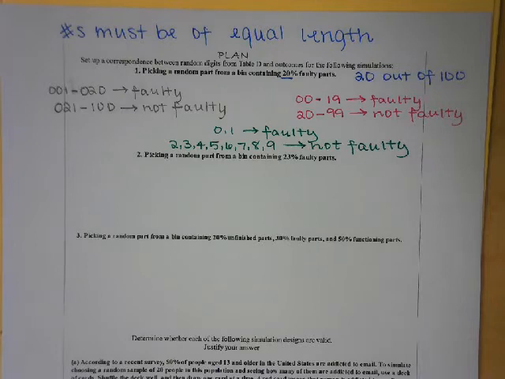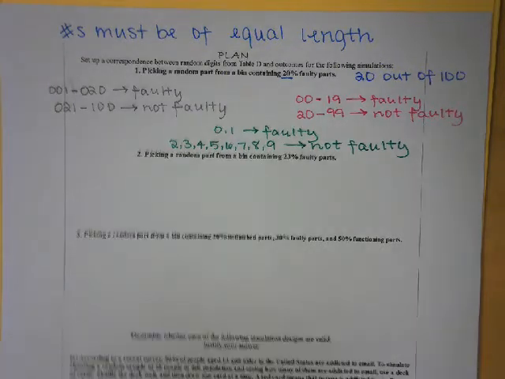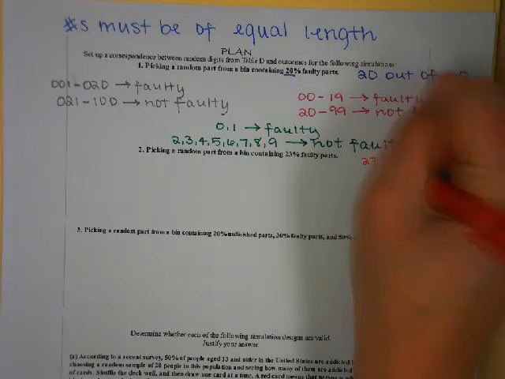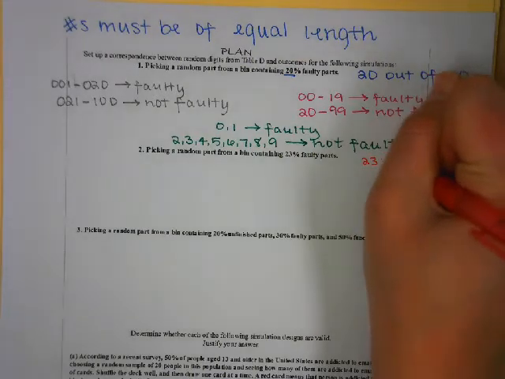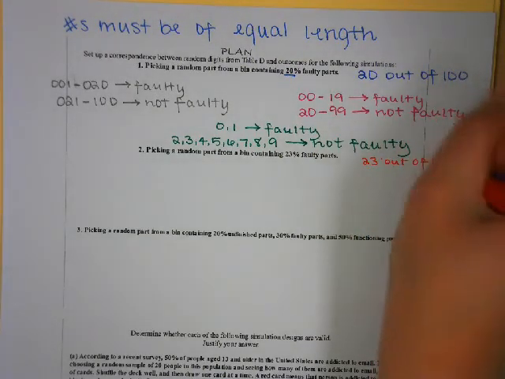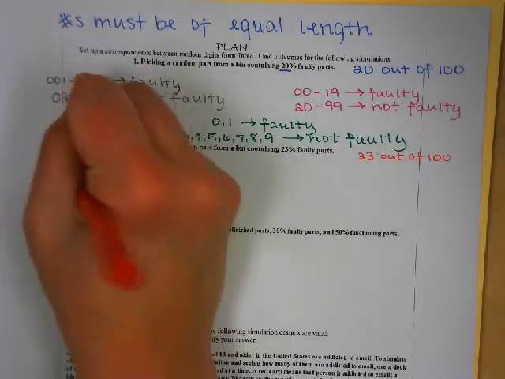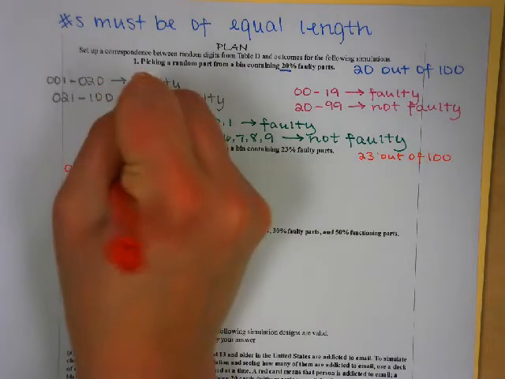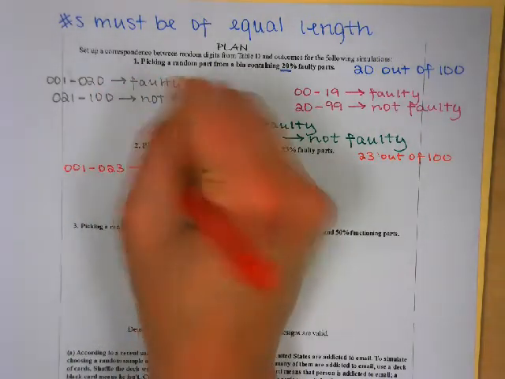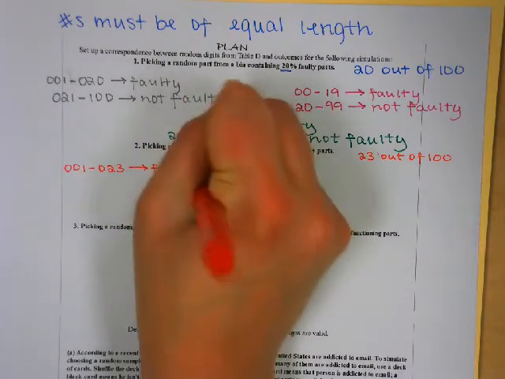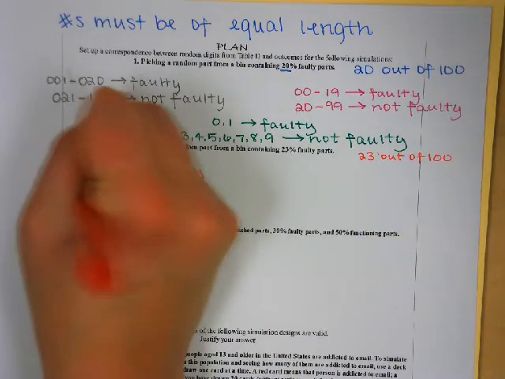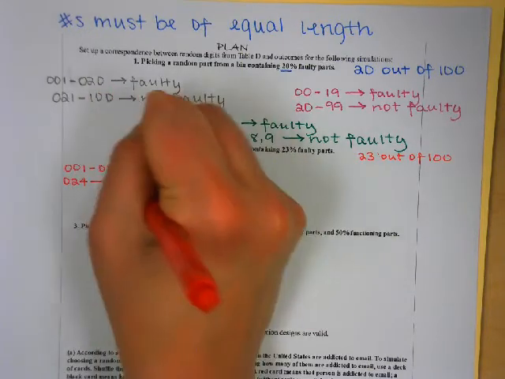All right, so number 2, still picking a random part from a bin. This time there's 23% faulty parts. So again, percent, my brain automatically goes out of 100. So I'm going to use my 3-digit numbers, 001 to 023 could be faulty, and then everything else would be good. 024 to 100 are good parts.